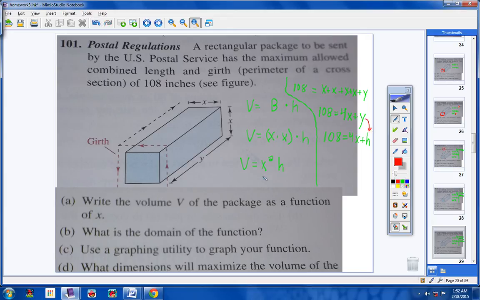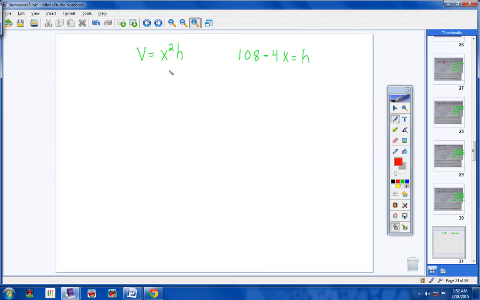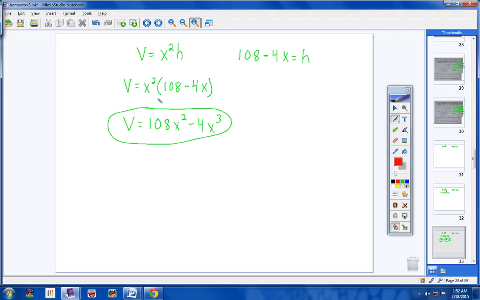Now, if I can get rid of this h and get an x in there, then I'll be done. So I'm going to get h all by itself. So bring the 4x over and make it a negative 4x. Now look what I can put for h. I can put 108 minus 4x for h right here. So that's what I'm going to do. So here's my volume. For h right here, I put 108 minus 4x. Now I simplify it, and I get this right here. X squared times 108 is 108x squared. X squared times negative 4x is negative 4x cubed. Okay, so there, I've done it.